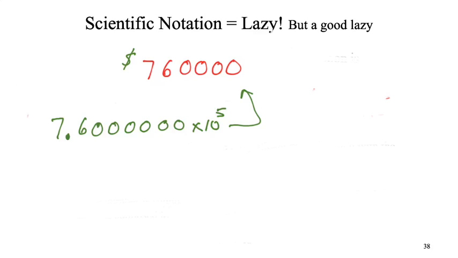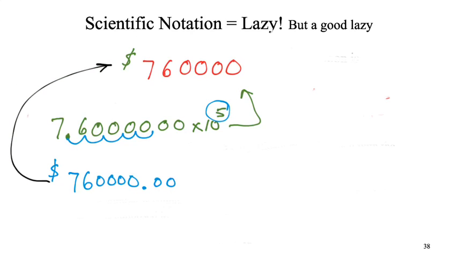So let's go through and write out what this number in green means. Positive value, so I need to shift the decimal so it's getting larger. So 1, 2, 3, 4, 5. My number becomes 760000. Decimal point 0, 0. Is the numerical value the same? Yes. Is the meaning the same? No.